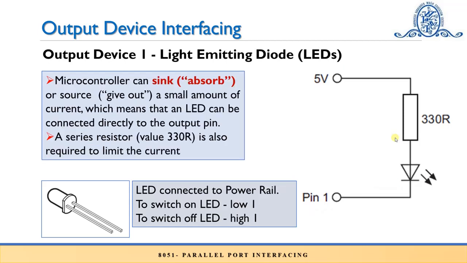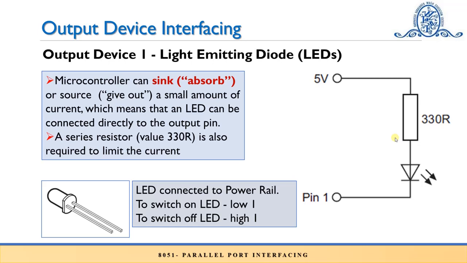There is another way in which we can connect the LED to the microcontroller. In this case, the 5 volt supply is connected to the anode of the device, external supply, and then pin number 1 of the microcontroller is connected. Pin number 1 means pin number 1 of any port is connected to the cathode. Now in this case, the microcontroller is used to sink the current.